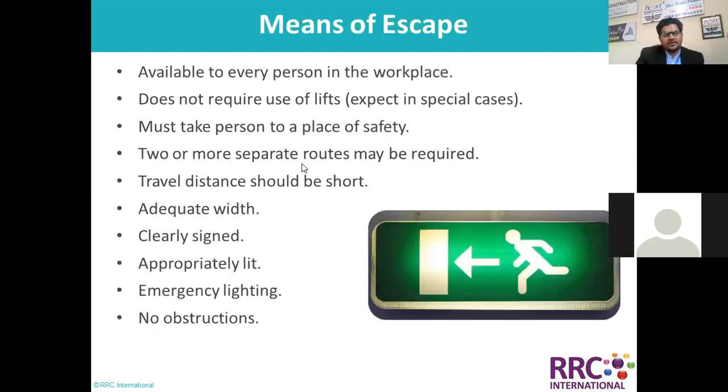Now, how are we going to evacuate? First of all, look at the picture, look at the diagram. Instead of using maximum words, it is much better to use pictorial base, because everybody can understand. A symbol is better than a lot of words. But make sure it is available to every person in the workplace and does not require use of lifts. It must take a person to a place of safety, and 2 or more separate routes may be required. Travel distance should be short. Adequate ways, clearly signed, appropriately lit, with emergency lighting and no obstructions. In the escape routes, there shouldn't be any obstruction.